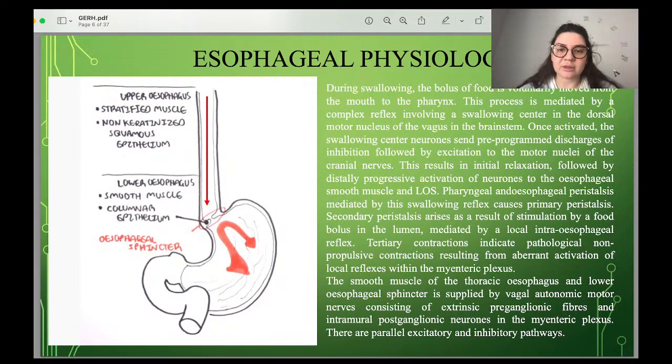The smooth muscle of the thoracic esophagus and lower esophageal sphincter is supplied by vagal autonomic motor nerves consisting of extrinsic preganglionic fibers and intramural postganglionic neurons in the myenteric plexus. There are parallel excitatory and inhibitory pathways, and their balance leads to normal peristalsis.